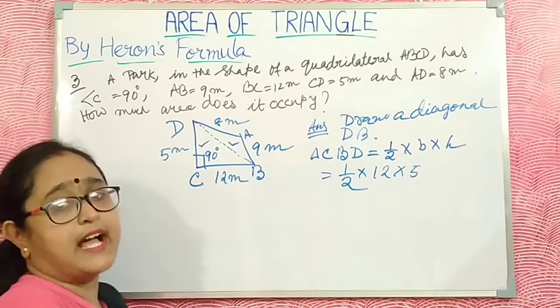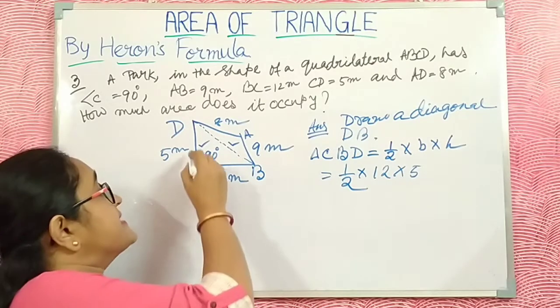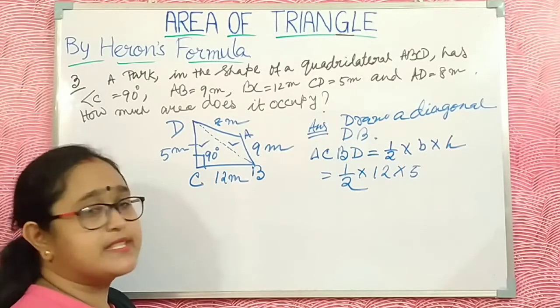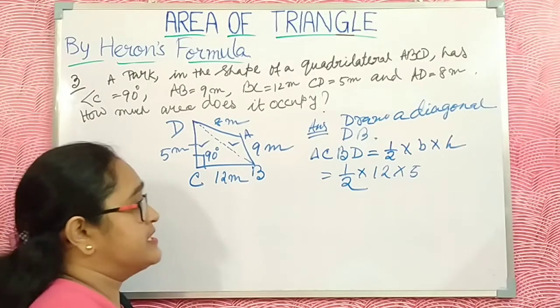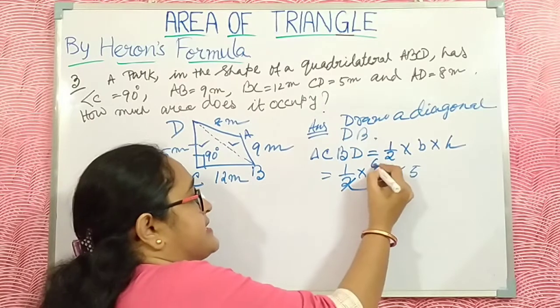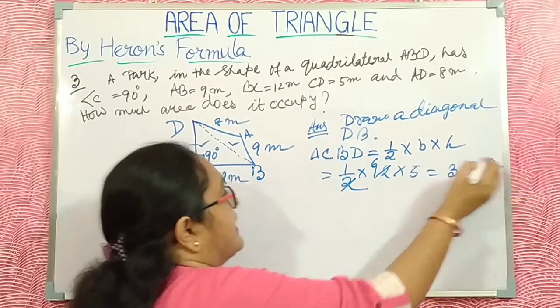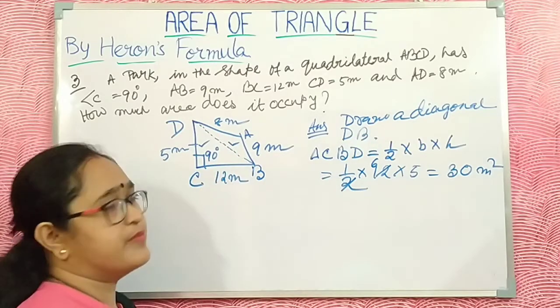Why do I take this as the height? Because this is 90 degree, and the 90 degree side is always the height. Then half base into height: half of 12 is 6, and 6 times 5 is 30. 30 meter square is the area of triangle CBD.